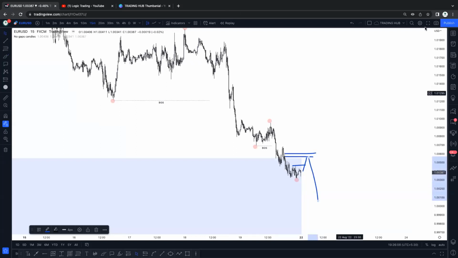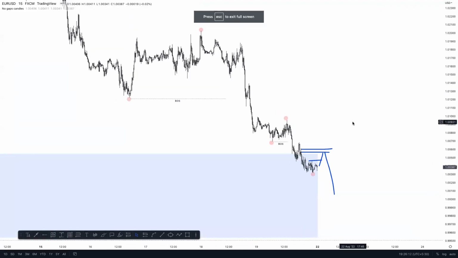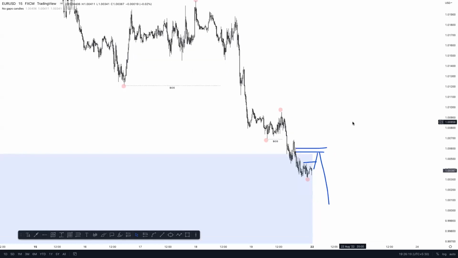So this is the possible scenario in Euro USD in the 15-minute structure, and the higher time frame structure is also bearish. All right, so this is the possible scenario here. Let's see.